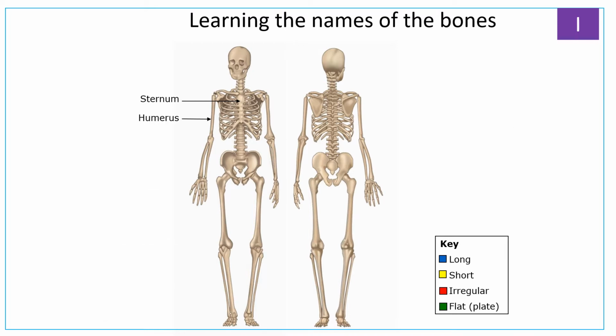Next one we got is the humerus. Now just notice the spelling on this. Humerus, pay attention to that. This is the bone that runs down from your shoulder joint down to your elbow.